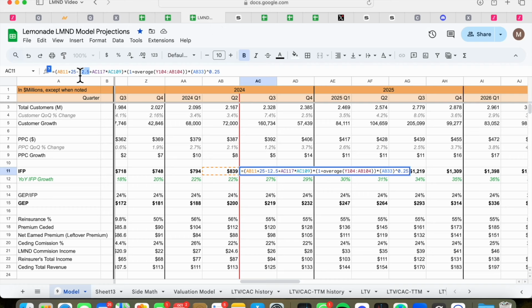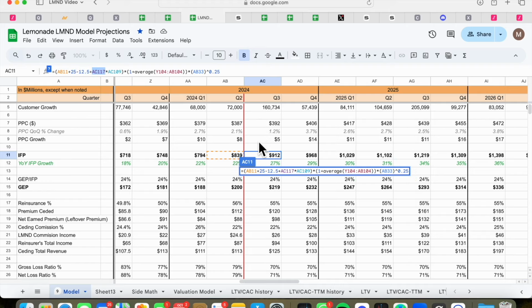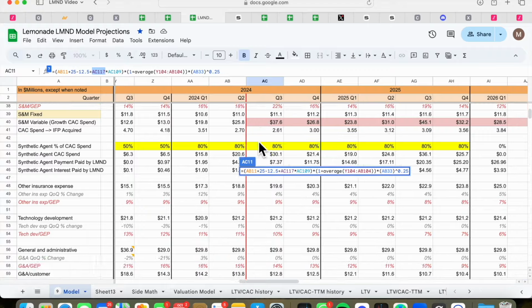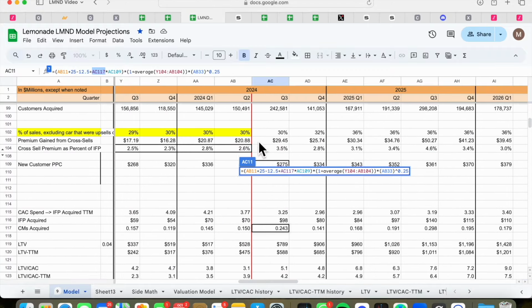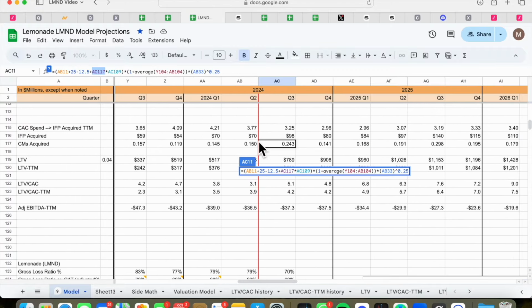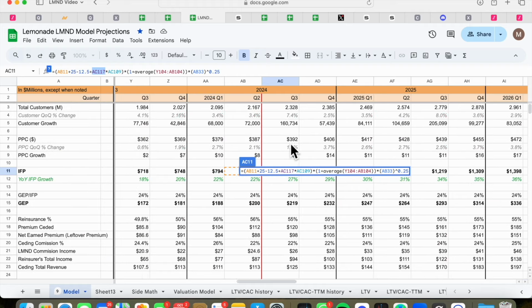So 12.5 million, and then I'm adding in the number of customers that they overall gained, which is about 243,000 customers. So that's more than this net customer change of 160,000.